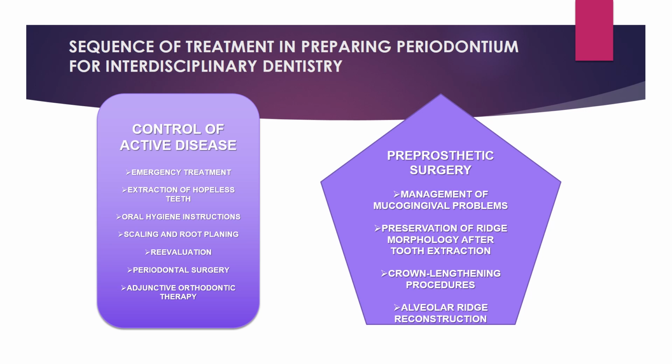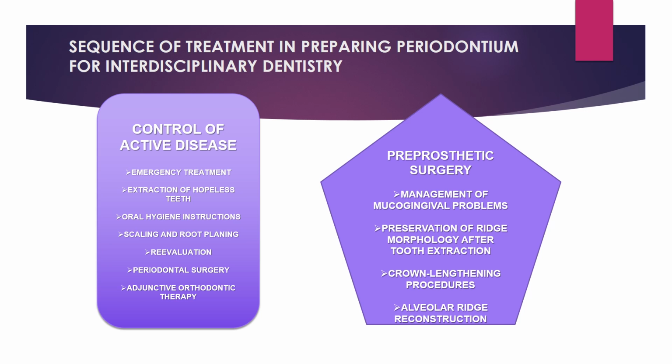Sequence of treatment in preparing periodontium for interdisciplinary dentistry. It has been classified into two. First comes the control of active disease and then comes the pre-prosthetic surgeries. Under control of active disease, emergency treatment that is mainly done to alleviate symptoms and stabilize the acute infections. Extraction of hopeless teeth. Retention of hopeless teeth sometimes results in bone loss around the adjacent teeth, so it has to be extracted. Oral hygiene instructions.